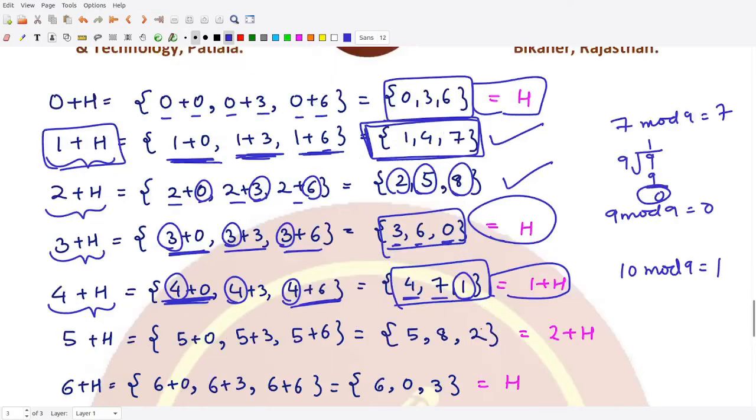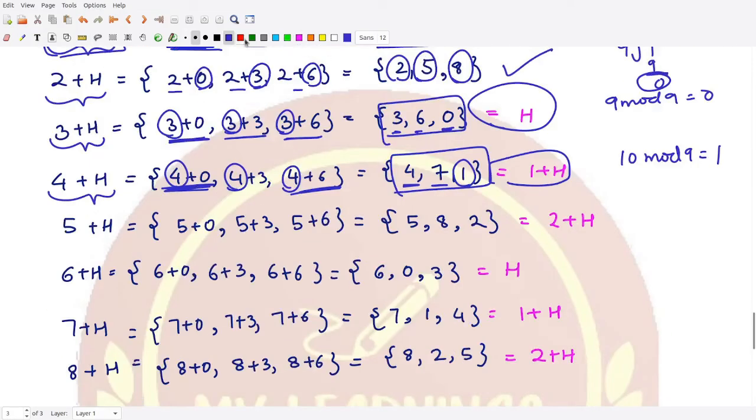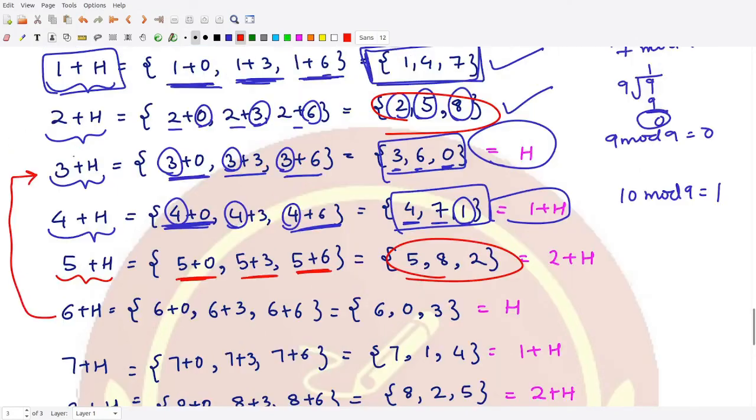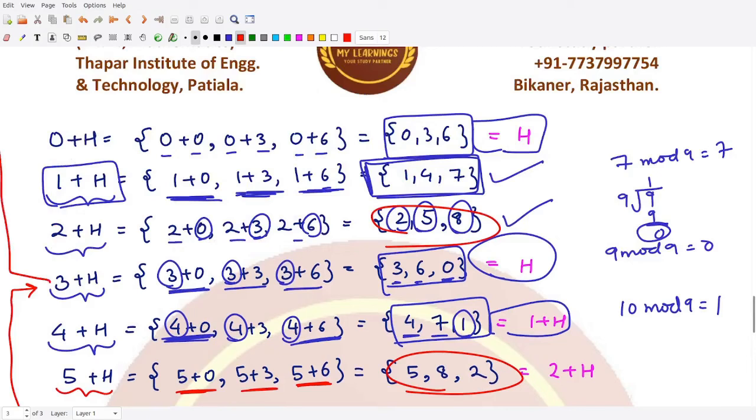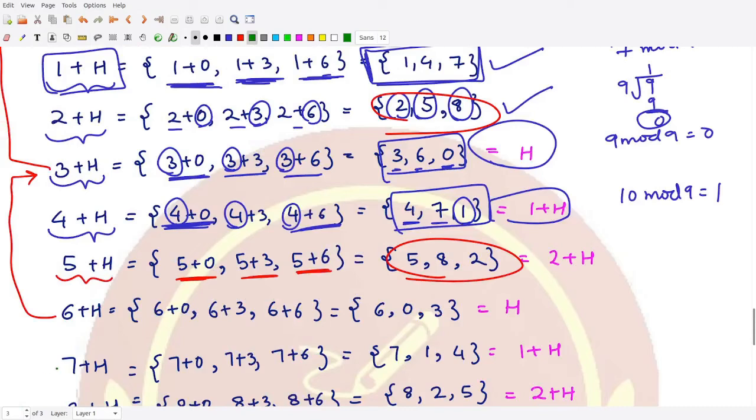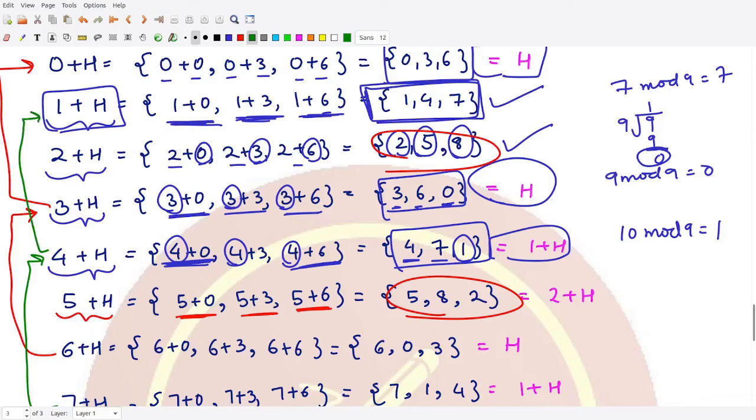In a similar manner, we can calculate the other cosets as well. So what would be 5 plus H? Adding 5 to it, 5 plus 0 is 5, 5 plus 3 is 8, 5 plus 6 is 11, and 11 mod 9 is 2. So this is the same as 2 plus H. Similarly, 6 plus H is the same as 3 plus H, which was the same as H. Next, 7 plus H is the same as 4 plus H, and it was the same as 1 plus H.